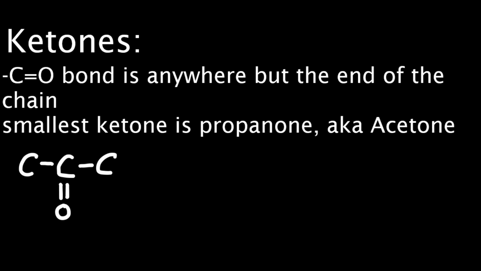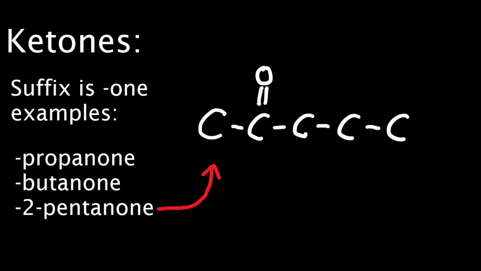The smallest ketone you can get is propanone, also known as acetone. This is because it has 3 carbon atoms in the main chain, allowing there to be a middle of the molecule rather than an end. It has the general formula RCOR. You name a ketone by adding the suffix -one to the end of the parent carbon chain name. Some examples of the name and structure of ketones include propanone, butanone, 2-pentanone.